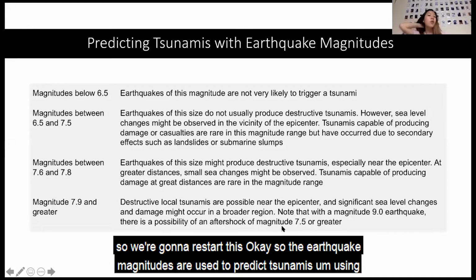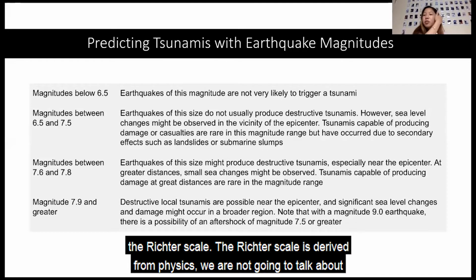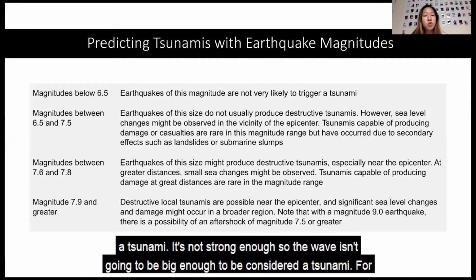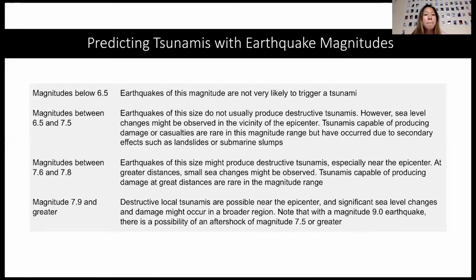Okay. So the earthquake magnitudes are used to predict tsunamis using the Richter scale. The Richter scale is derived from physics. We are not going to talk about it. We're just going to look at the numbers. So magnitudes below 6.5, they're not likely to cause a tsunami. It's not strong enough. So the wave isn't going to be big enough to be considered a tsunami.